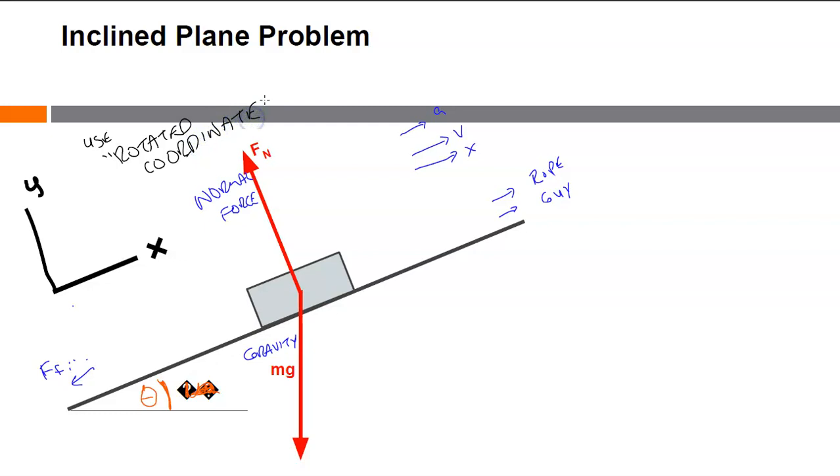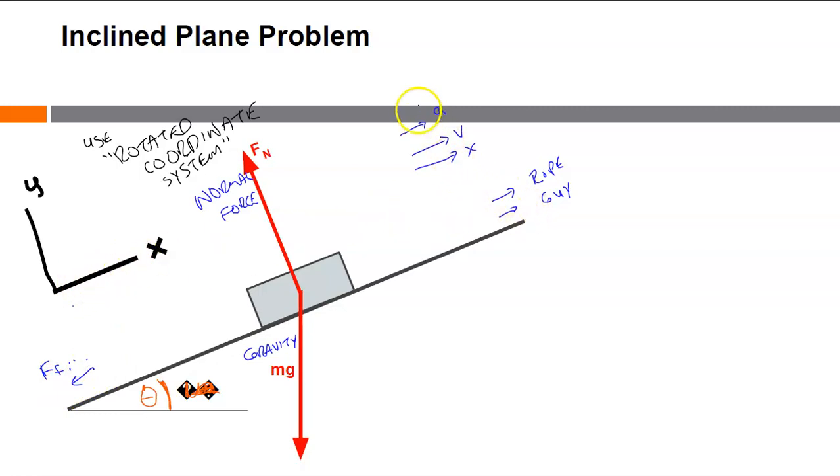If you see something sitting on a hill or a ramp or an inclined plane, generally you want to use a rotated coordinate system. And here's the beauty of it. See how F of F, the frictional force, is now parallel to the plane? It's in the X direction.